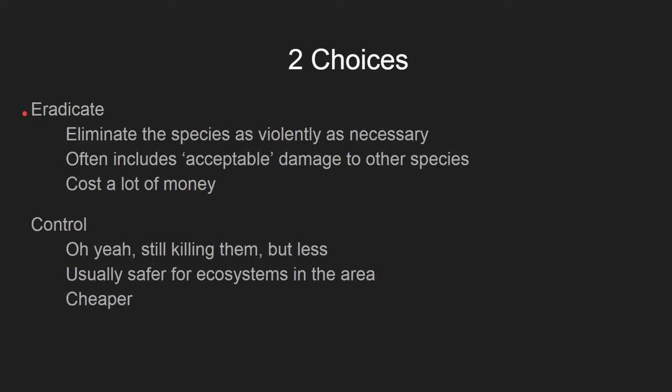Now, this is not usually successful. Unfortunately, by the time we know that something's a problem, it's normally past the point of eradication, and then we automatically are left with only control, which is still trying to eliminate them, but now we're not worried about trying to eliminate their entire population. We only want to eliminate it to maintain control over the ecosystem.